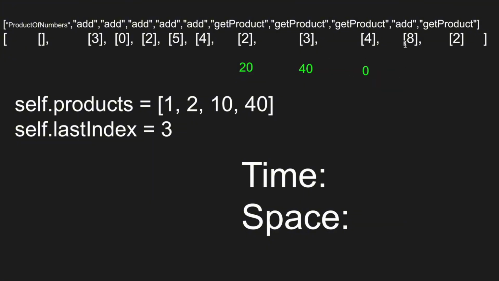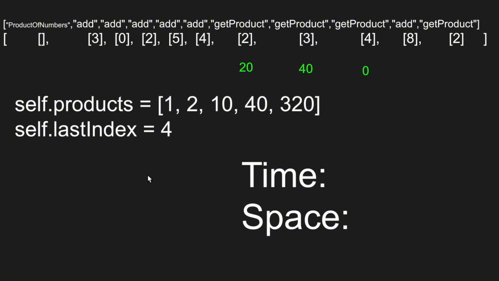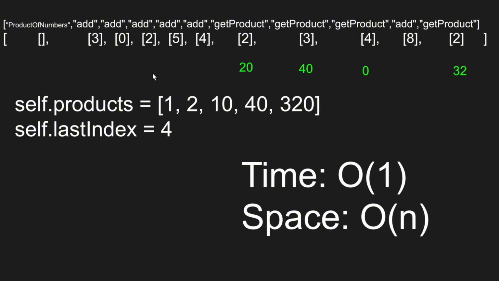Now we get to another add function, so we want to add 8, so 8 times 40, which would be 320, so we add 320, and then we increment this to 4. Now we have a get product of 2, so it would be 320 divided by 10, because we move over 2 indices, so we will return 32. And that would be our result for the whole problem. And the time complexity of this problem would be O of 1, because neither the add function nor the get product function would depend on the length of anything. And the space complexity of this problem would be O of n, where n is the number of add calls, because that is how long our self.products array can be.